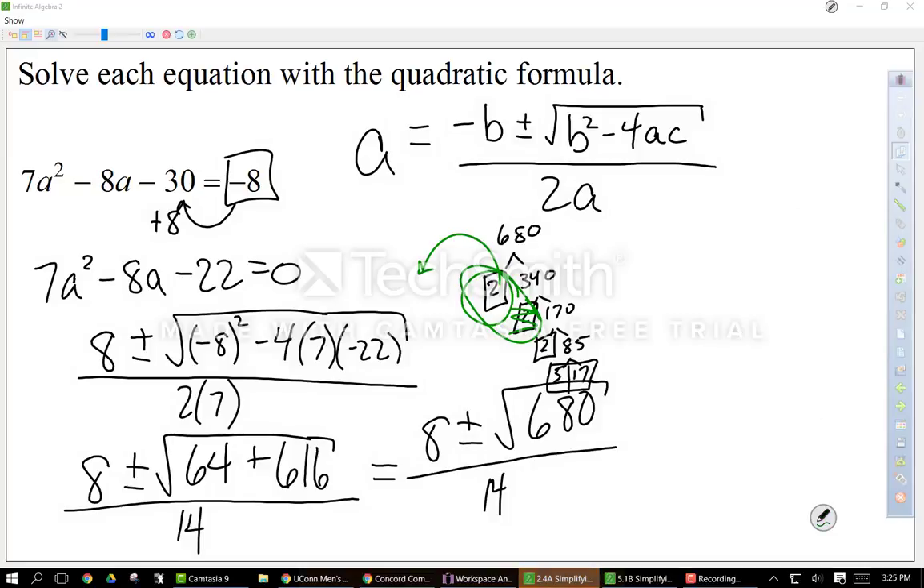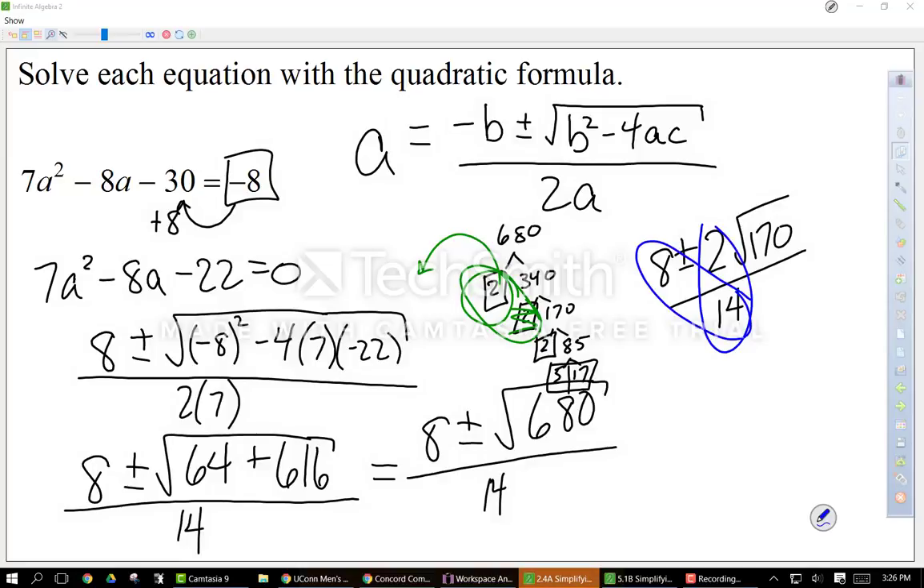So now let's rewrite it. 8 plus or minus, the number that popped out was 2. The numbers that stayed in added or multiplied together to get 170, divided by 14. Now, if you recall from previous problems, the 2, the 8, and the 14 can all be reduced by 2. So I have to do that.